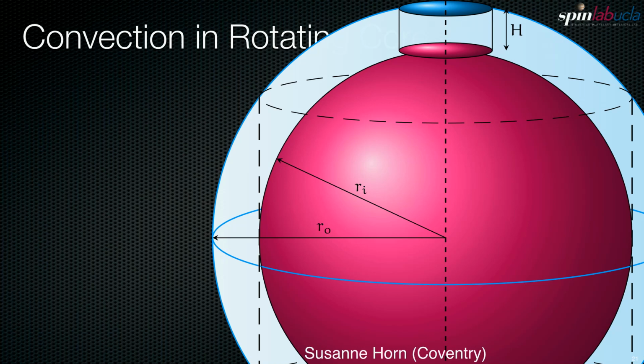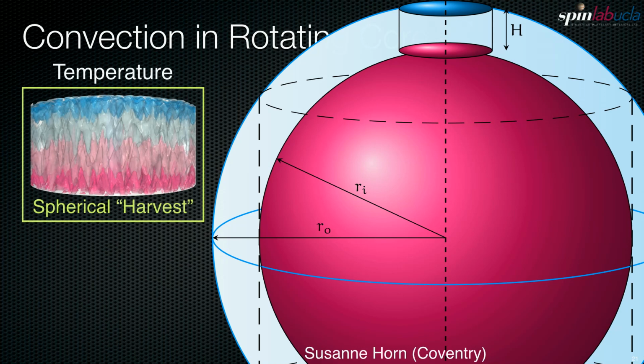First, from Susanna Horn at Coventry. She's done full spherical shell models, a fairly thin shell, with the fluid in this whitish part. And what she's done is the full spherical shell model, but she just cut out, we call it harvested, a cylinder from near the North Pole. So here's her harvested cylinder. That is the temperature field sliced out, ripped out of this spherical shell solution.